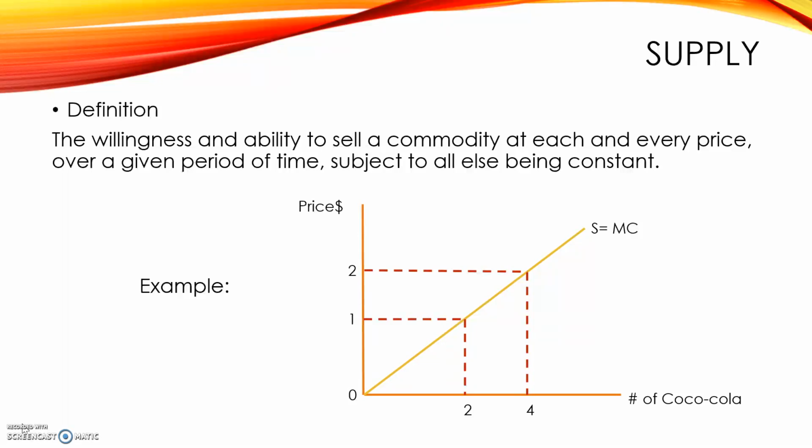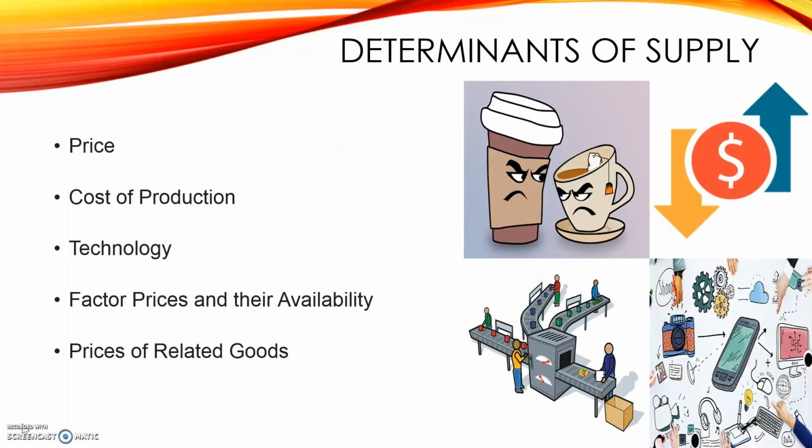We now go on to supply. Supply is the willingness and ability to sell a commodity at each and every price over a given period of time, subject to all else being constant. For example, as shown on the curve, when the price of Coca-Cola increases, the quantity supplied increases. Determinants of supply. These include price, cost of production, technology, factor prices and their availability, and the price of related goods.